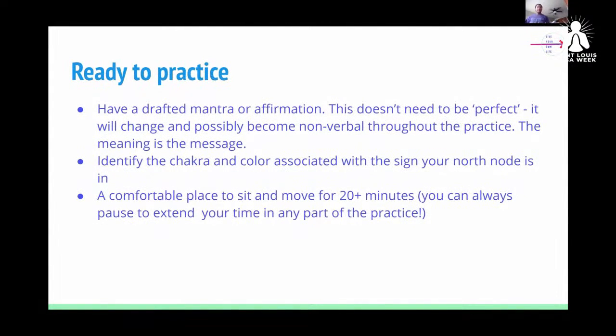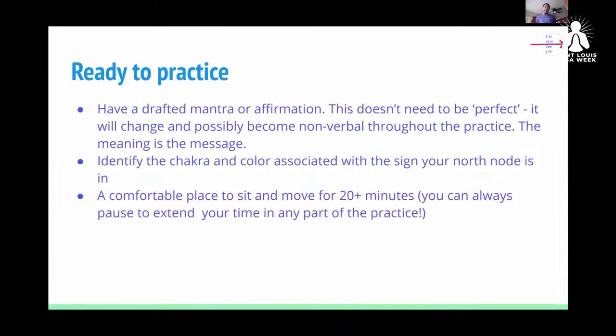All right, so here are the pieces that we have for your practice. This was a lot of preamble, but once you have this concept down, you can modify and change this and customize it to personalize your practice. That's my hope here, that you've got this as something you can keep for yourself. You'll have a drafted mantra or affirmation, and this doesn't need to be perfect. It's going to change. Very likely, as you're in this meditation, it will become nonverbal anyway. The real meaning is in the message. You'll have identified the chakra and the color associated with that chakra that your north node is placed in.